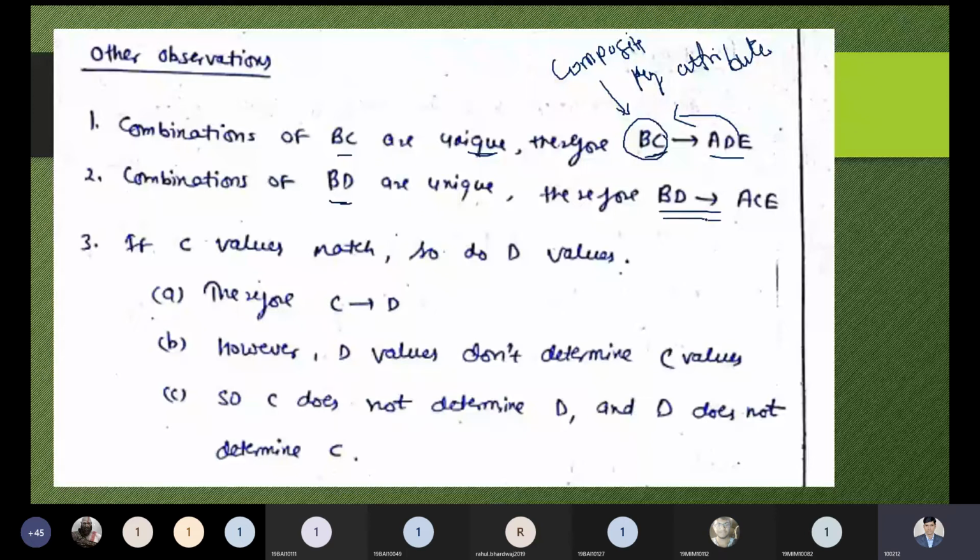ACE depend on the BD, so this kind of dependency is also possible. Talking about the C value, which is a match. C value matches, and so does the D value. If I take the D value, D is an attribute which depends on C. However, the D value does not determine C.